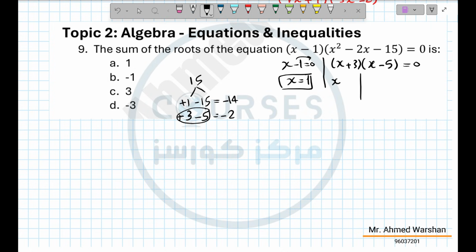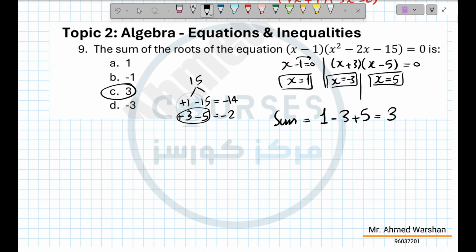Split here, x opposite sign directly, so x is negative 3. Opposite sign directly, so x is 5. Now we find the sum. So 1 minus 3 plus 5, that's negative 2 plus 5, which is 3.